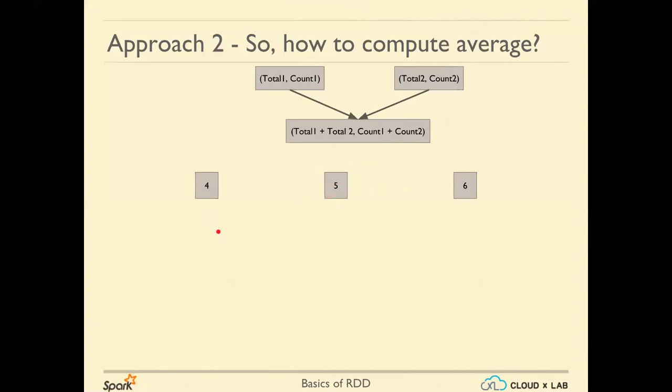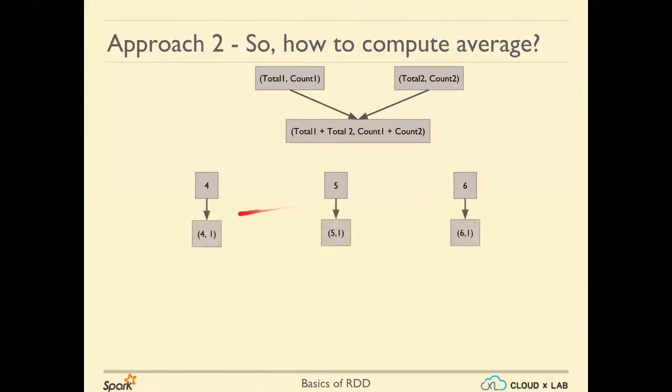Okay, let me explain again. So if we parallelly compute the total and count, then we will be able to get the outcome. Let's take a practical example. Let's say we have an RDD having three numbers, 4, 5, and 6.